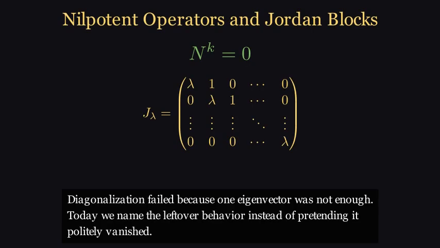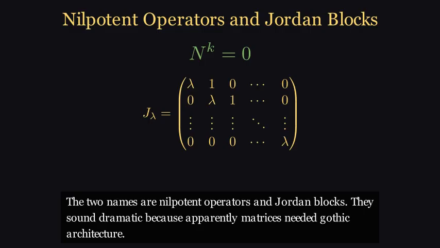Diagonalization failed because one eigenvector was not enough. Today we name the leftover behavior instead of pretending it politely vanished. The two names are nilpotent operators and Jordan blocks. They sound dramatic because apparently matrices needed Gothic architecture.